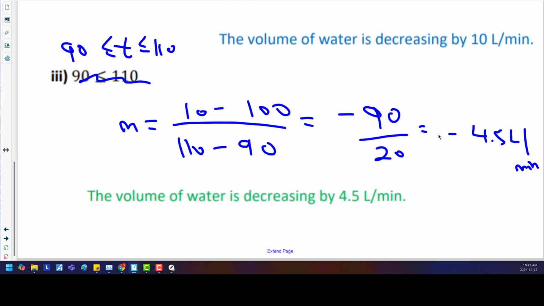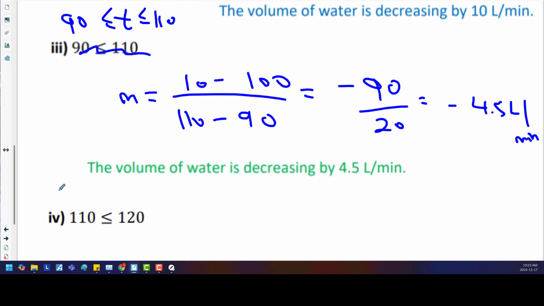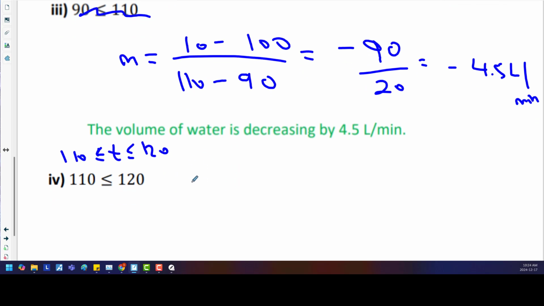Alright, so the volume of water is decreasing by 4.5 liters per minute. And finally, last example, we have between 110 and 120. Once again, this is a typo. It is supposed to be 110 ≤ T ≤ 120. So T is between 110 and 120.